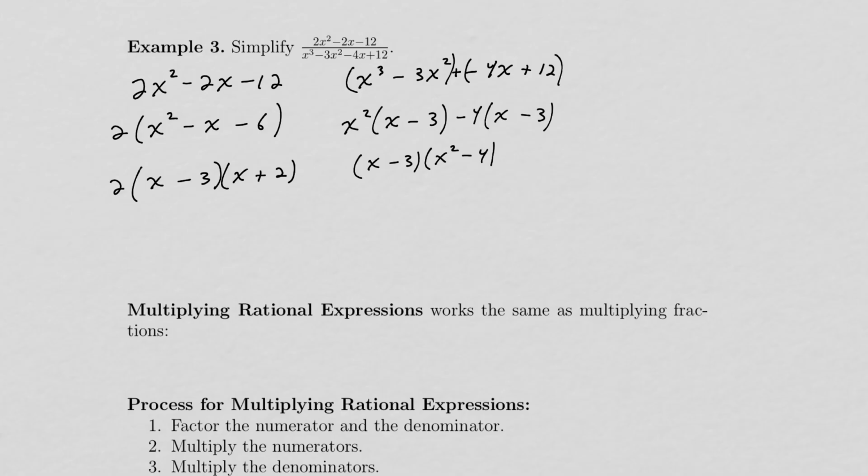And remember, this is like a special factorization that you definitely should remember. It's a squared minus b squared, right? Remember that factors into a plus b times a minus b. So in this case, the a is like an x and the b is like a 2, right? This is like x squared minus 2 squared. So this factors into, I got to keep the x minus 3, then this factors into x plus 2 times x minus 2.